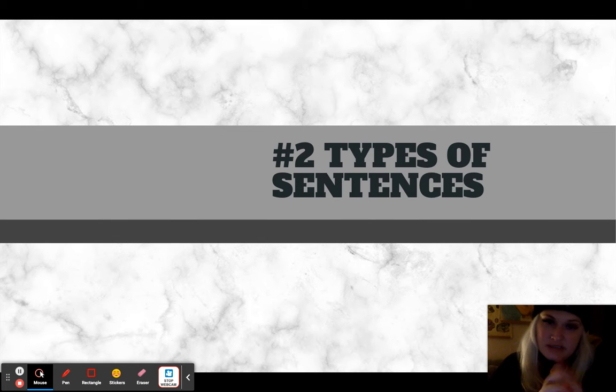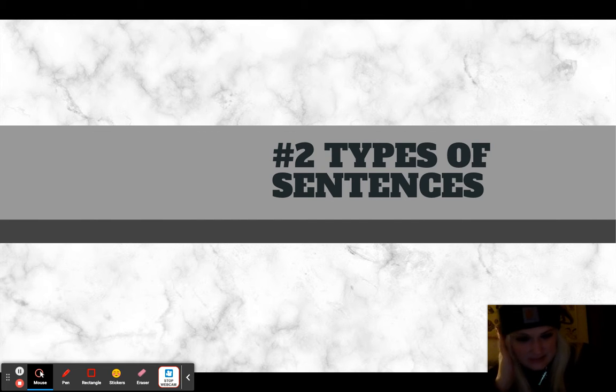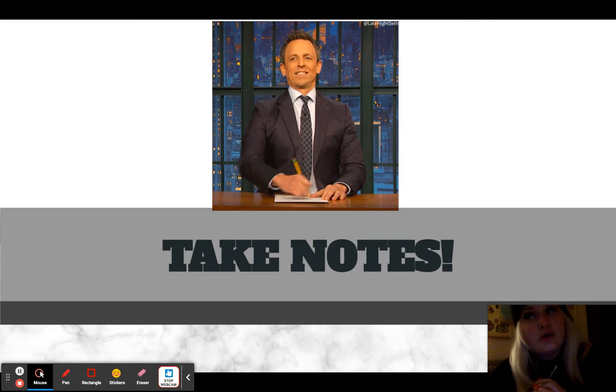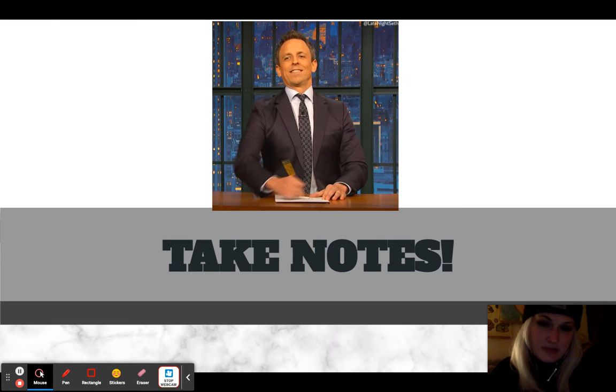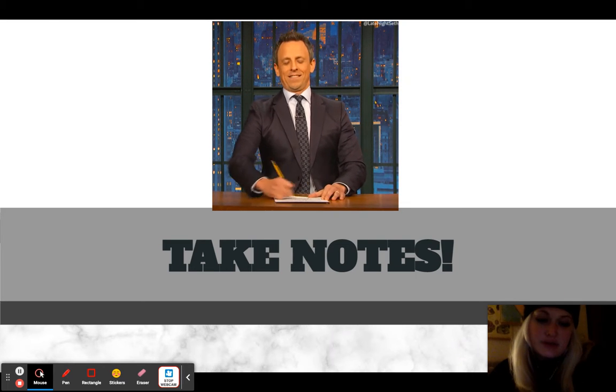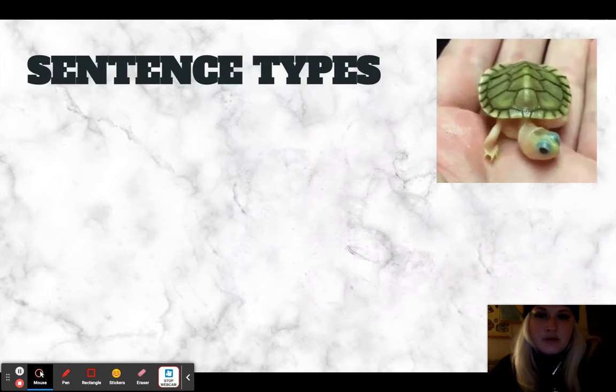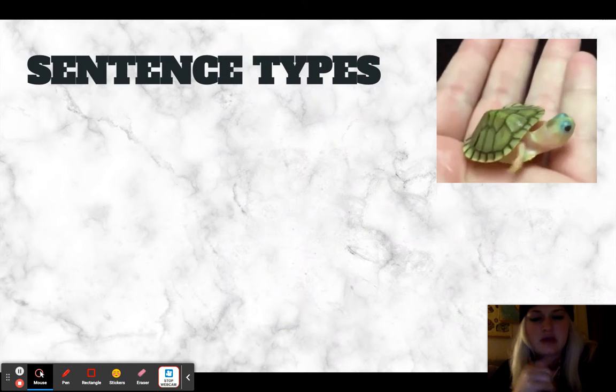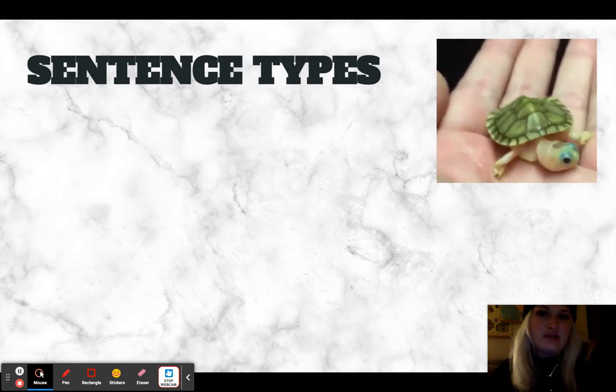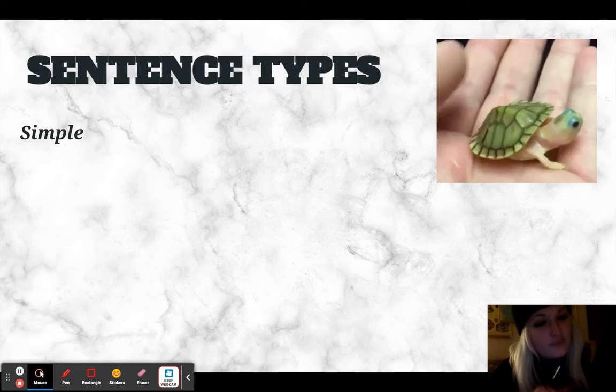We learned about independent and dependent clauses already. So, number two, types of sentences. Go ahead, get your notes out or go get some scratch paper. Let's get this started. So, sentence types. We already kind of talked about independent and dependent clauses, but now we're going to go further from that.